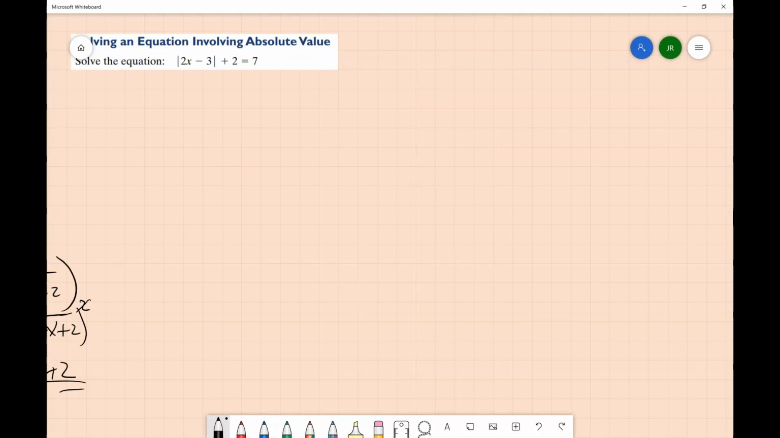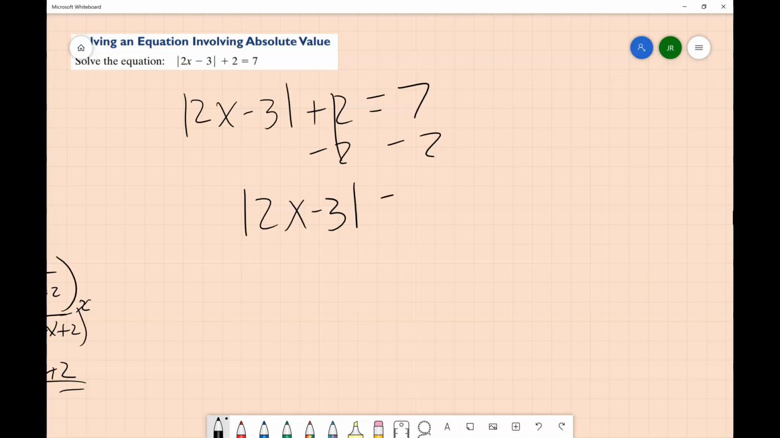And our last kind of equation to solve here in 1.5 is solving an absolute value equation. To solve this absolute value equation, I'm trying to get x by itself. And the way that I get x by itself is by doing the opposite of what I'm trying to get rid of. So to get rid of the plus 2, I can just do minus 2 on both sides. Leaves me with the absolute value of 2x minus 3 equals 5.